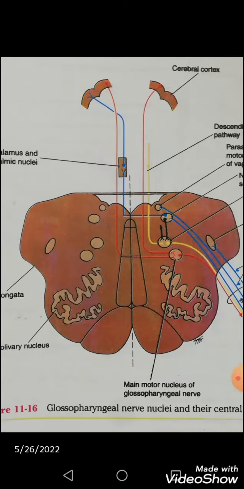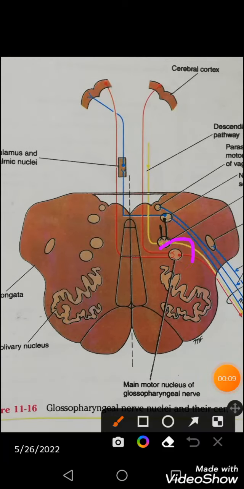Okay, we are looking into the cross section of the medulla oblongata to observe the nuclei of the glossopharyngeal nerve. This is, let me mark, the motor nucleus or the nucleus ambiguus of the glossopharyngeal nerve. Now I want to show you another nucleus, which is called the inferior salivatory nucleus. This inferior salivatory nucleus is also called the parasympathetic nucleus of the glossopharyngeal nerve. Now I have to mark for you the nucleus of the tractus solitarius, which is the sensory nucleus of the glossopharyngeal nerve, right?